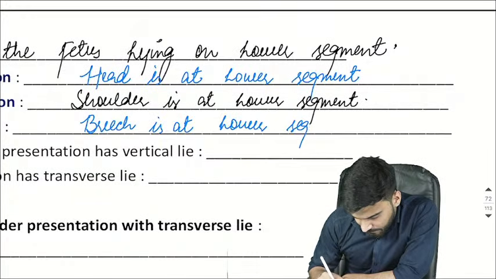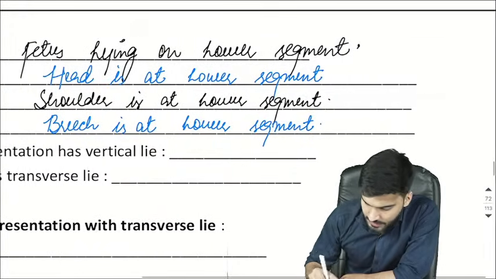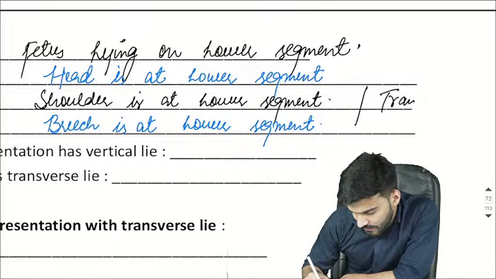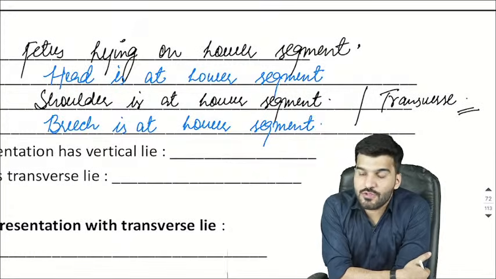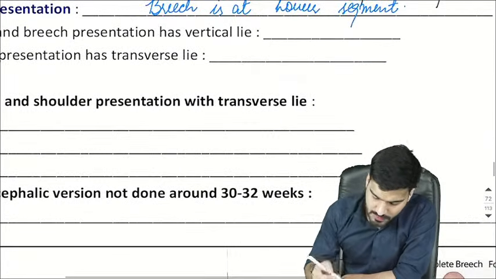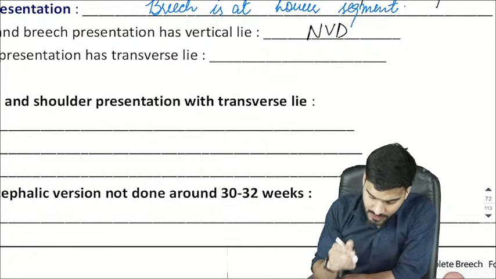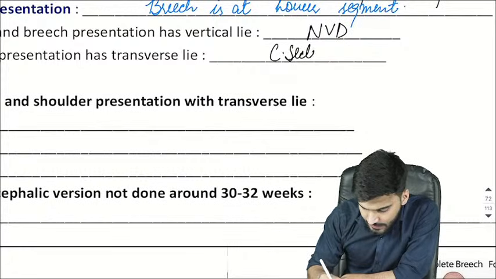Lower segment, right? Now this shoulder presentation is also called transverse presentation. If cephalic and breech come with a vertical lie, we deliver via NVD. If it is a transverse lie, we go for a cesarean section.